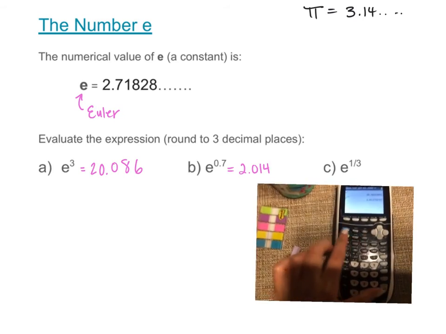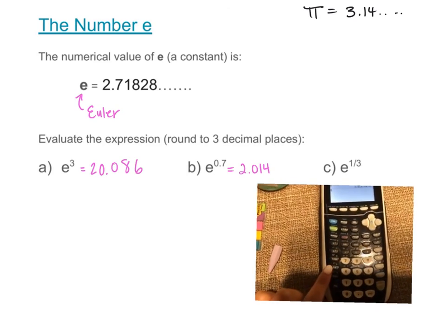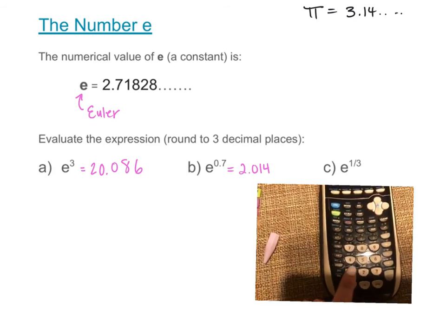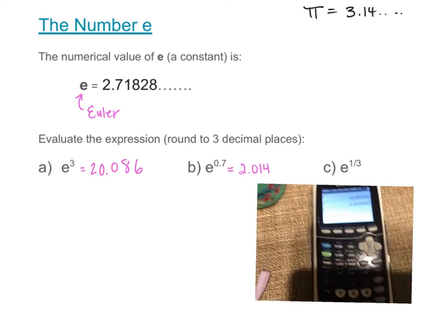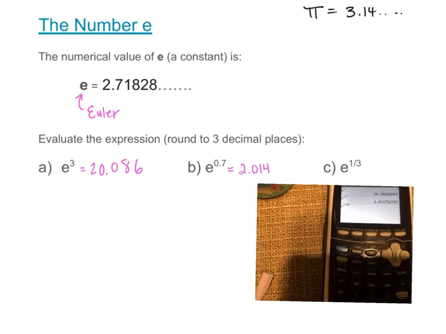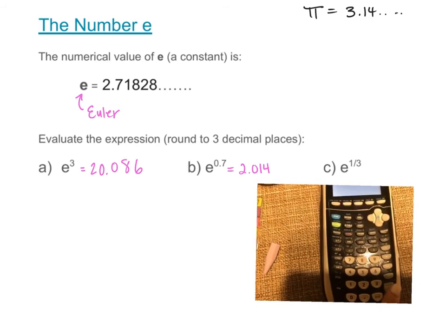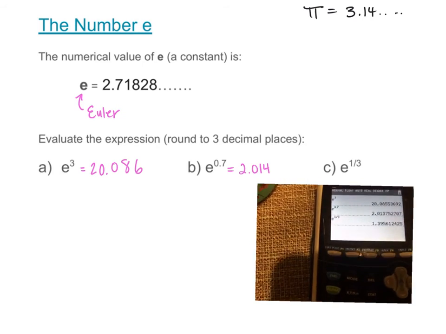So again, I've got to get the e first. So second, blue button, ln, and there it is. Now I'm going to press the 1, divided, see that fraction right there? Then I'm going to press in the 3. So this says e to the 1/3 now. I'm going to press enter, and then there we go.